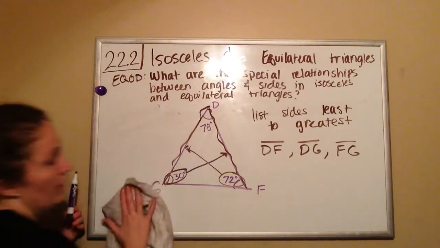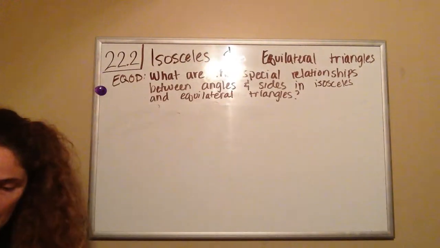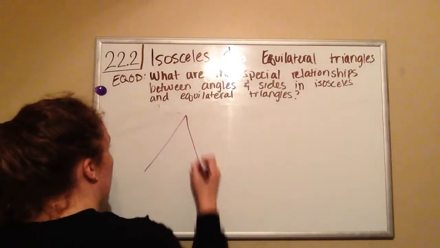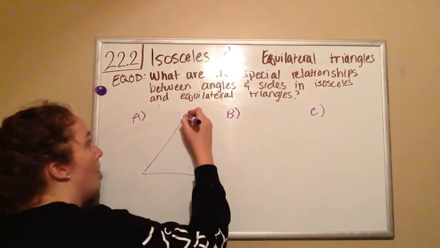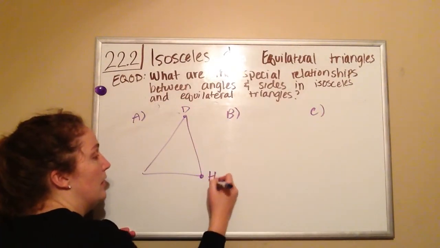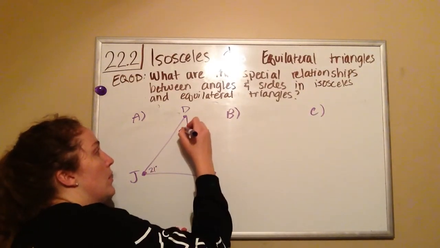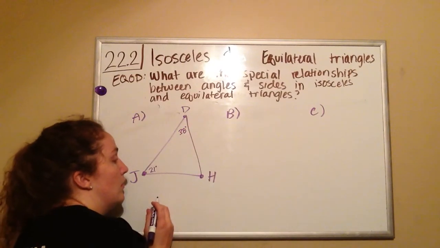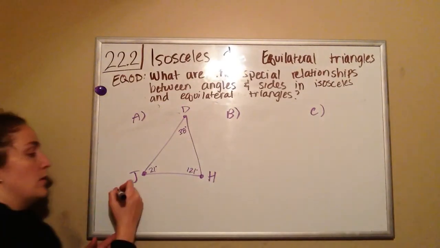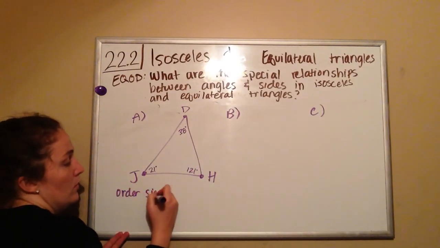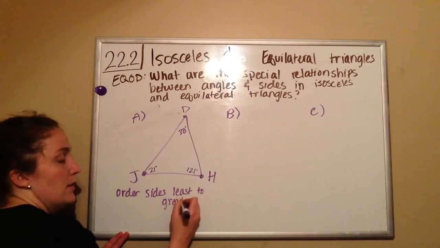Okay, so now I'm going to give you 3 to do completely on your own. And then we'll get into actually looking at isosceles and equilateral triangles. A, B, C, D, H, J, 21, 38, 121. So you're doing these on the left-hand side.